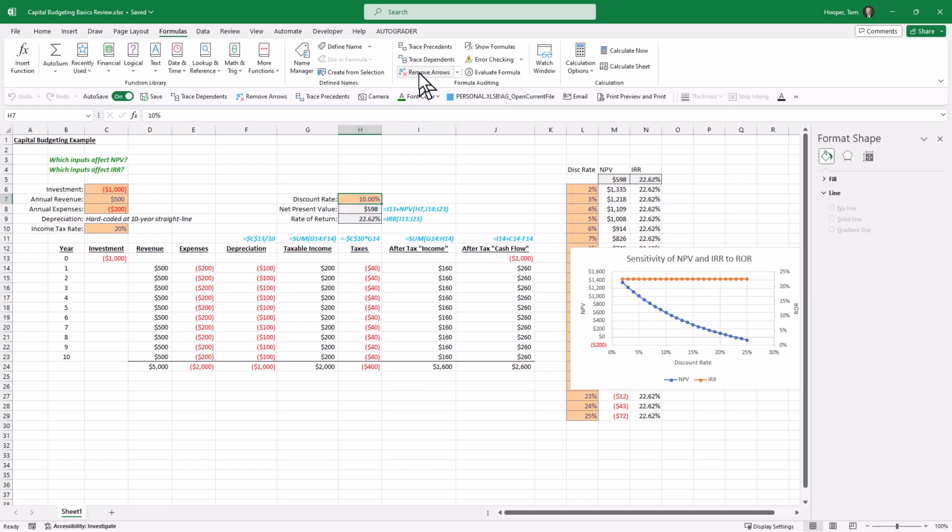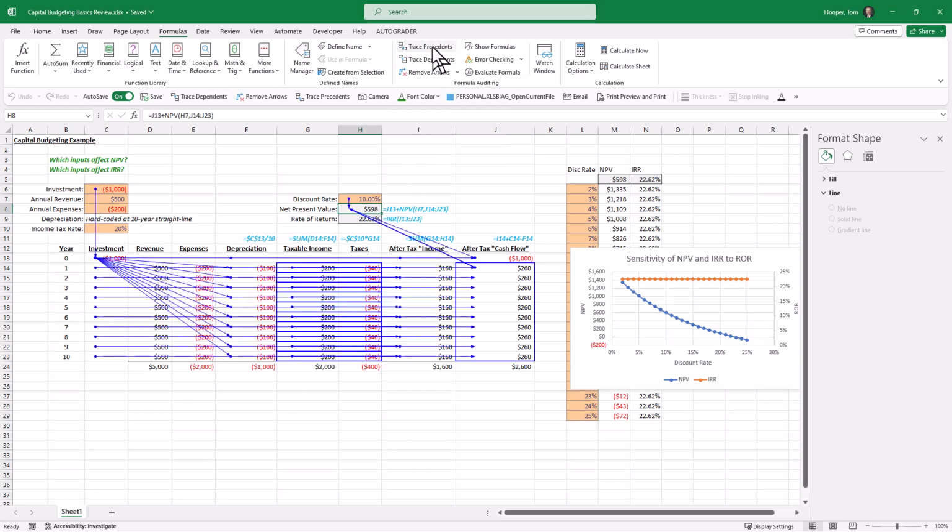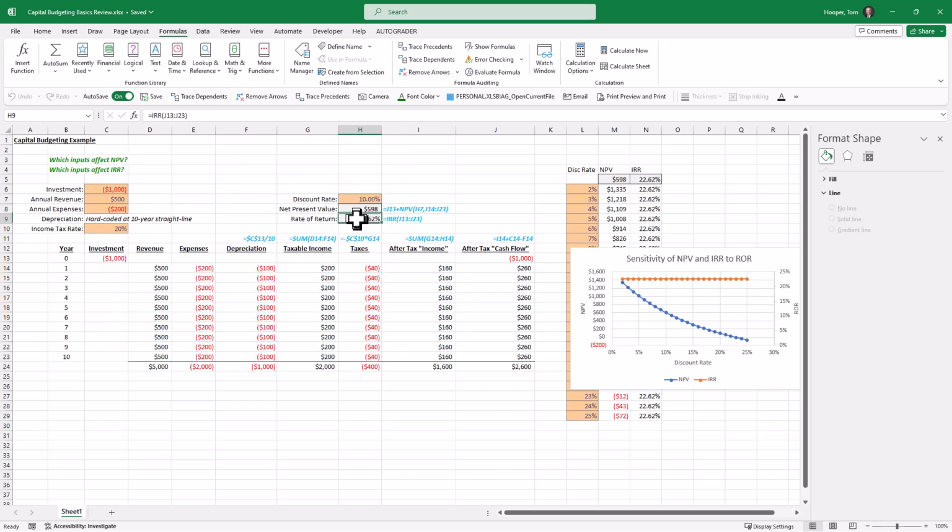A much easier way would have been to start with the outputs. If I start with this output and see what precedes it, I can trace all the way back to all these different inputs, and I see that even discount rate along with these others are precedents that affect the net present value. You can remove those arrows and come to rate of return and trace what precedes that.